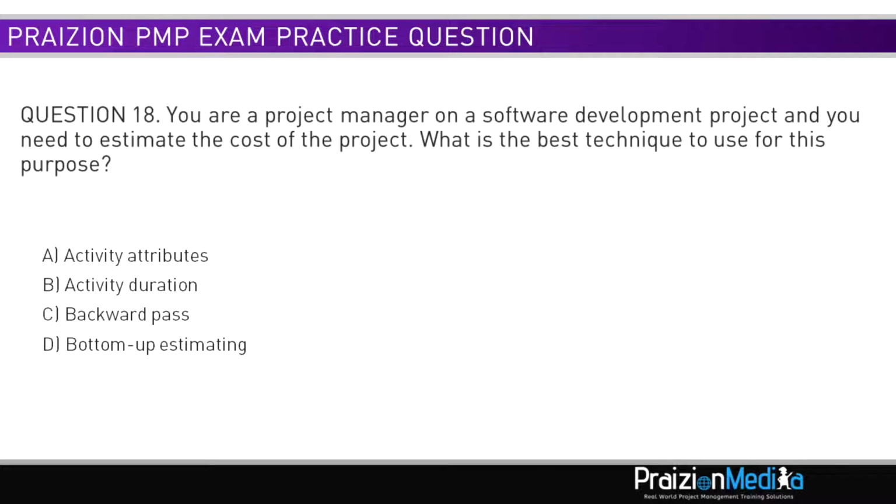Question 18. You are a project manager on a software development project and you need to estimate the cost of the project. What is the best technique to use for this purpose? A. Activity attributes. B. Activity duration. C. Backward pass. D. Bottom-up estimating.